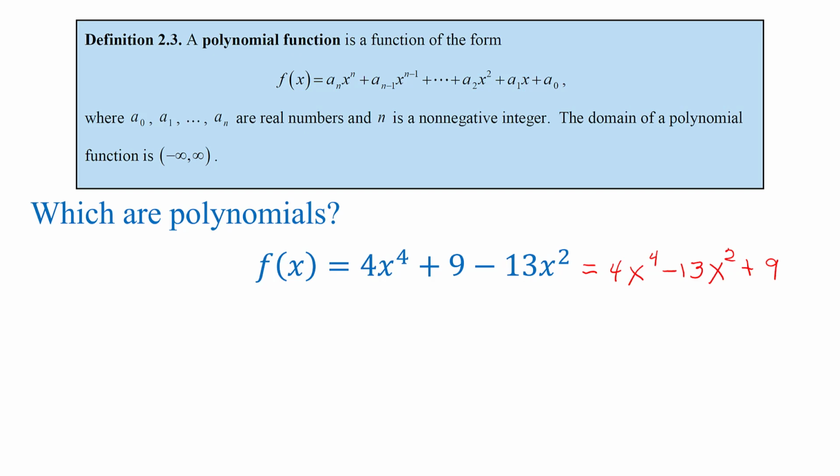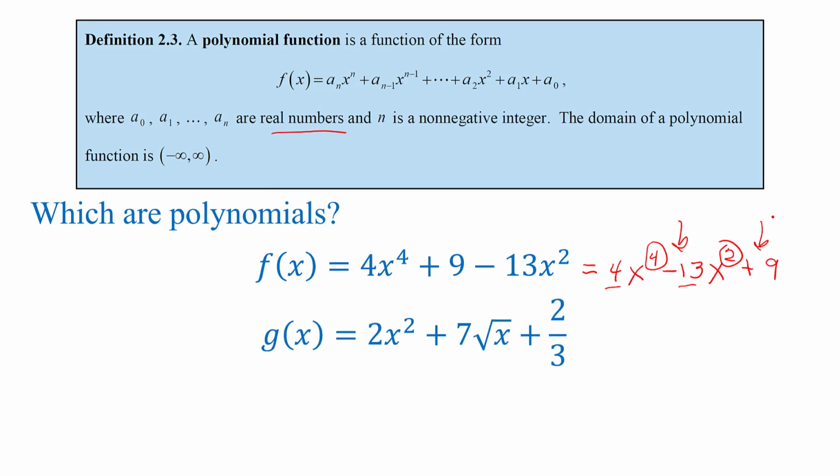We note that the coefficients of 4 and negative 13 are real numbers, and that the exponents here are non-negative integers. The only thing that you might notice is that we're missing the x cubed term and the x term. Well, if we think of those terms as having a coefficient of 0, then we can pretend like they're there, and this is definitely a polynomial function.